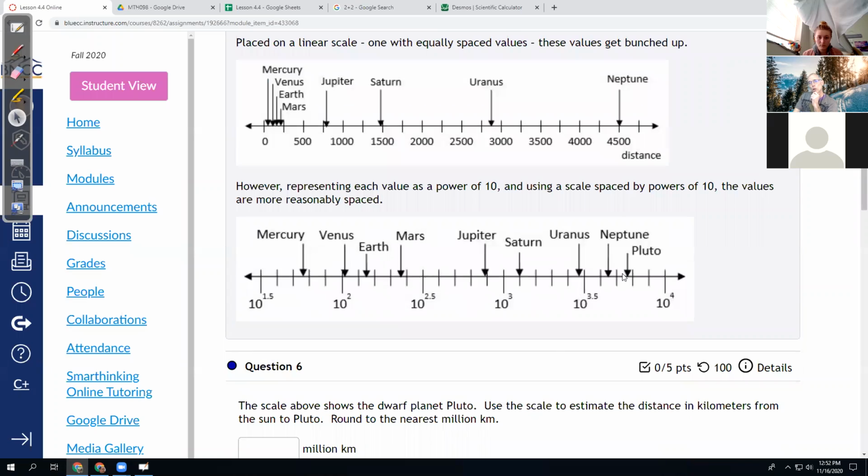Notice they put Pluto right there. So here's what I need from you right now. What power of 10 is Pluto at? Right there. So if you could throw some numbers in the chat, let's see if we can find something to agree on. This is going to be important for the next question. What power of 10 do you think Pluto is at? Each of these are tenths. Okay, so we got a 3.78. Anyone else want to weigh in on that?